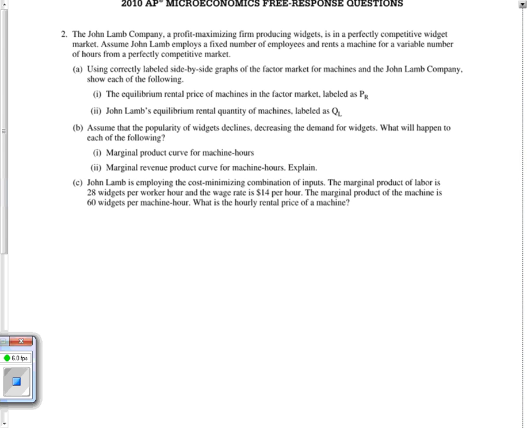All right, here is the AP Economics question from 2010, dealing with a perfectly competitive widget market. Again, you can pause this at any time to read over the question. I'm just going to go ahead and answer the question for you. So it says, using correctly labeled side-by-side graphs of the factor market for machines and the John Lamb Company, show each of the following. So I have to draw side-by-side graphs for a perfectly competitive market.